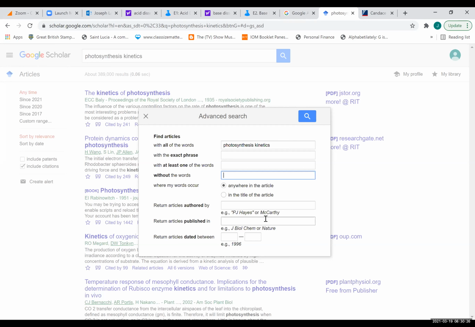People tend to work in the same field. So if Smith and Jones published a paper in 1988 about photosynthesis, they probably published papers in the 20 or 30 years since then until they retired or died. In which case, searching for articles by the same people will give you added information. The other nice feature here is I can just look in the title. Again, that's more helpful if I have some idea of what I'm looking for, or I can look for the words anywhere in the text of the article.